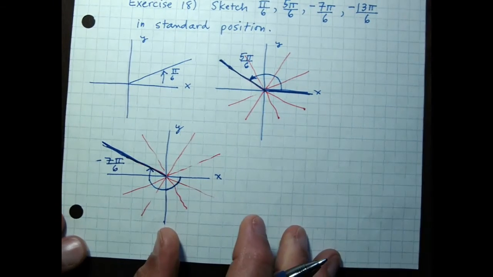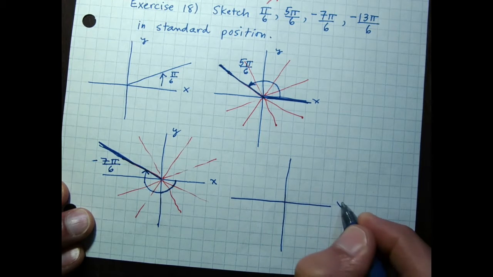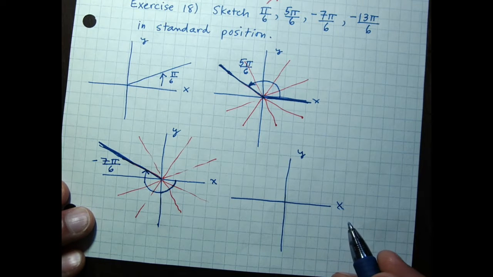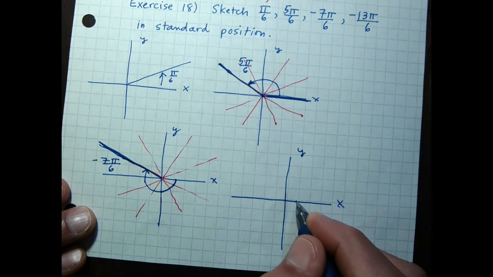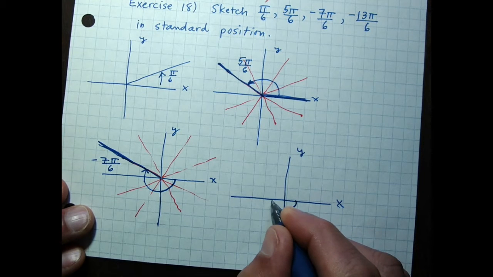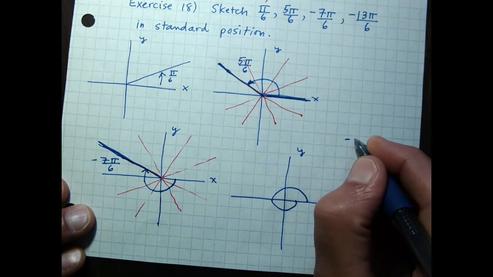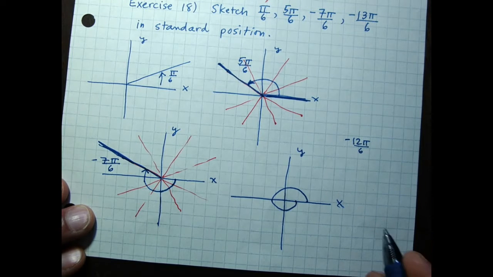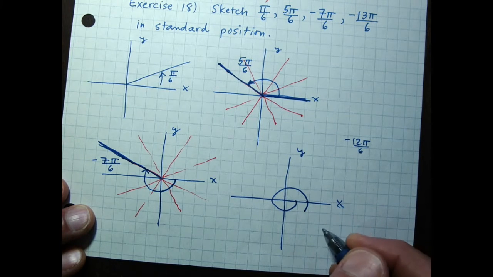And negative 13 pi over 6. I'm actually going to try to draw this without putting the red marks on. It's another negative angle. So I'm going to go negative 1, 2, 3, 4, 5, 6, 7, 8, 9, 10, 11, 12. Negative 12 pi over 6 is full circle, right? And I want to go another negative pi over 6 beyond that.